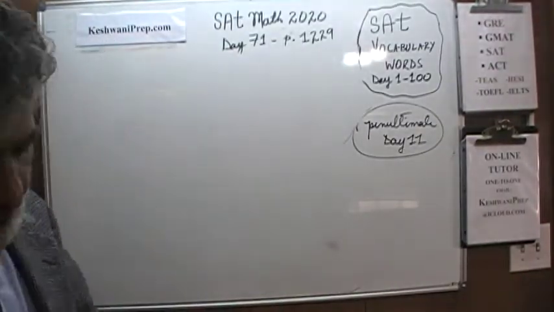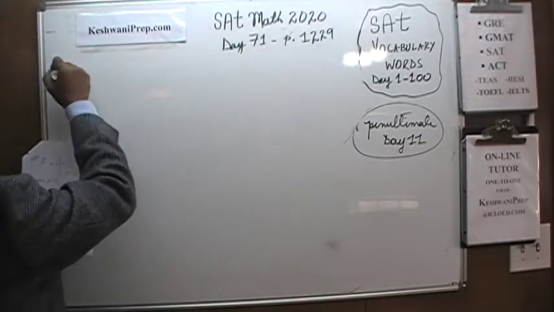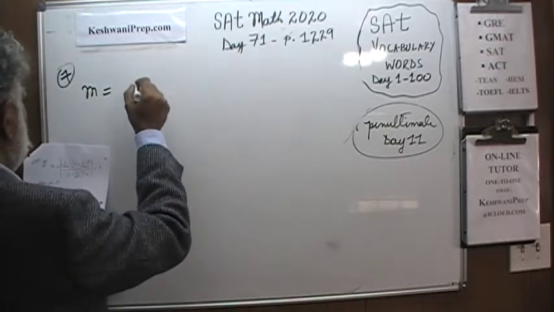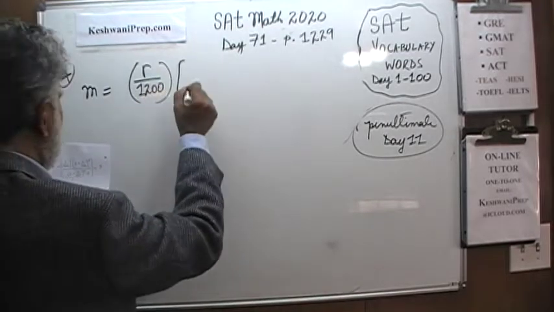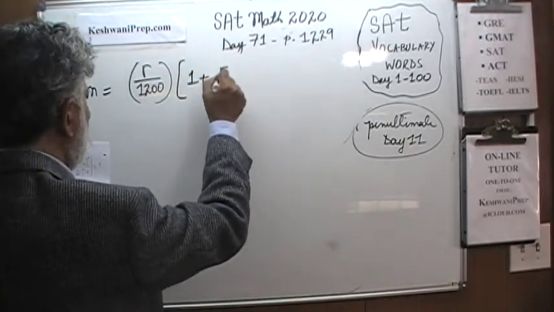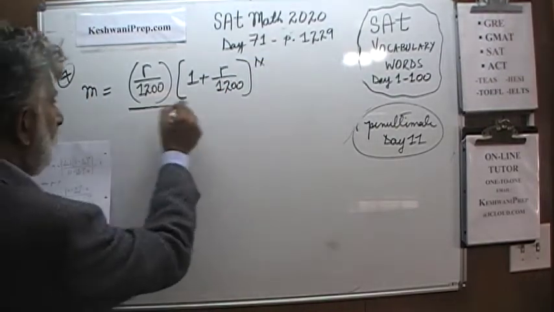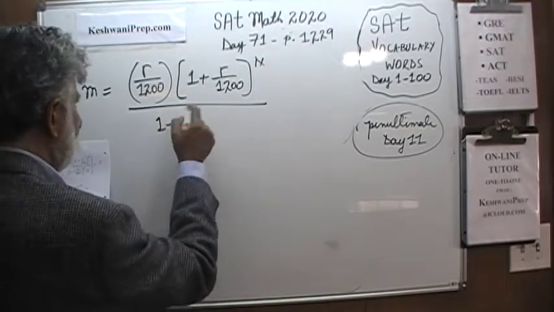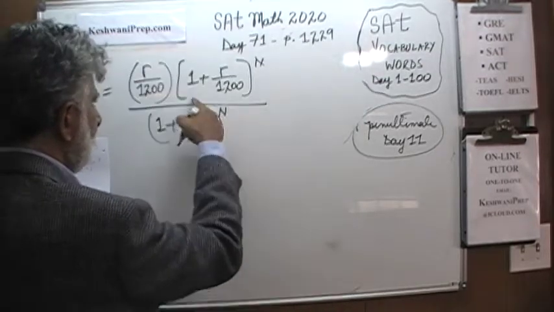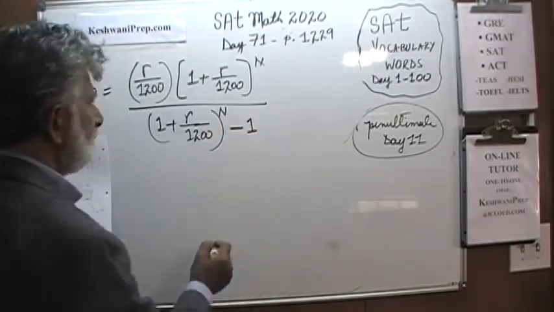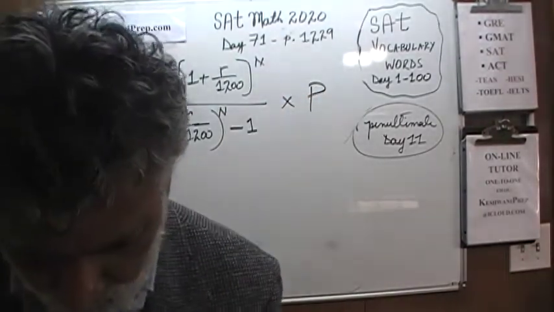Number 7 looks quite intimidating, but it is not, as long as we pay attention. So we are told in number 7 that m is equal to r over 1200 times 1 plus r over 1200 raised to n, we have no choice but to write the whole thing down, over 1 plus same thing, r over 1200 raised to n, same thing as this part, except we have a minus 1 here. And then the whole thing is being multiplied by p.